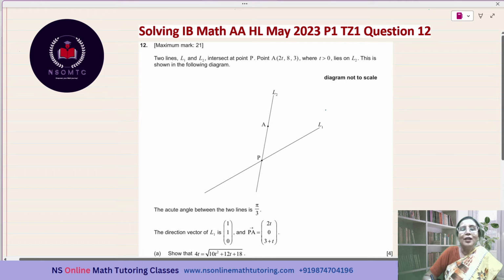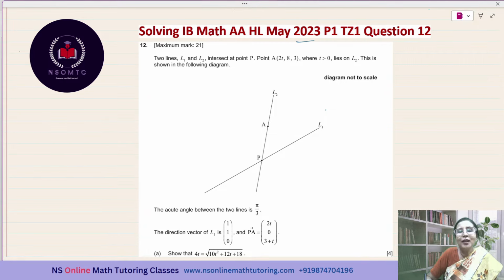Hello students, we are solving the IB Math A HL past paper questions, and currently we are solving the IB Math A HL May 2023 Paper 1 Time Zone 1 past paper. Today we will be solving question number 12, that is the last question of this paper.